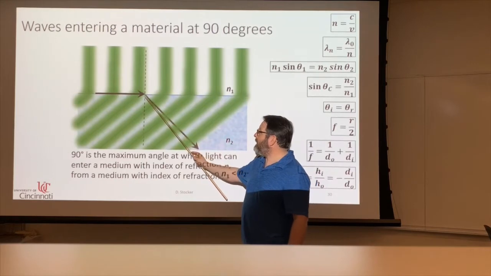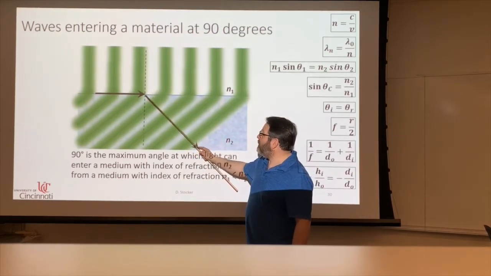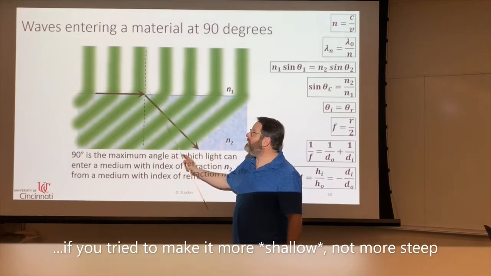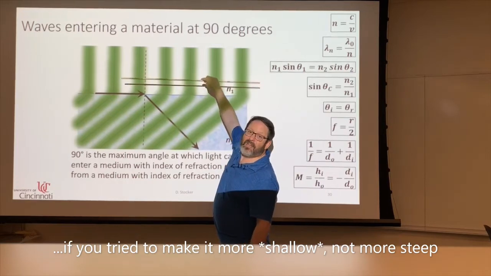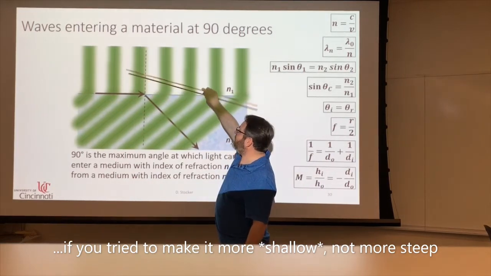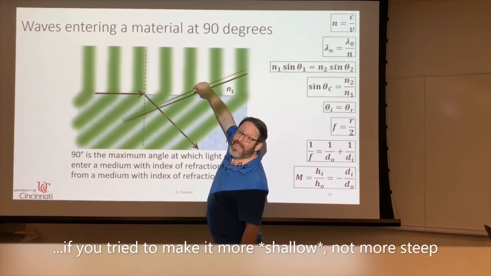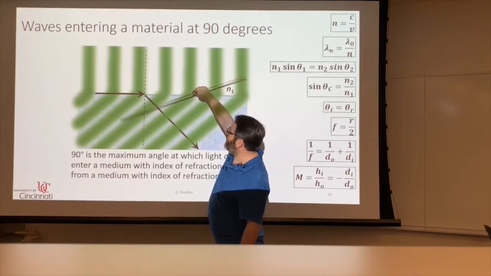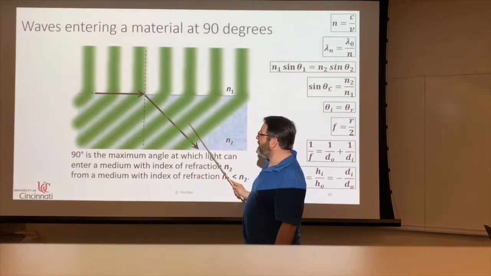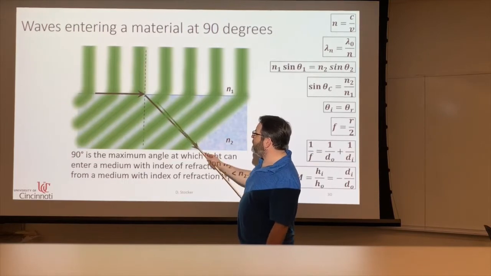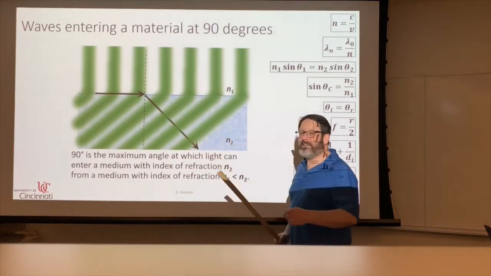If you tried to make it a different angle here, if you tried to make it more steep, it can't go any further. It would have to somehow be turning some other direction. It's already gone from here all the way to there. It can't keep going. If it kept going, it would actually be coming from inside. That's the only way to get it to be at the more shallow angle here, is if it came from the inside. That's what happens at the critical angle.